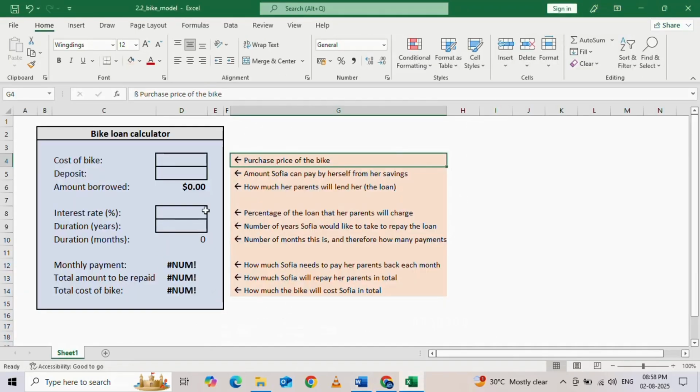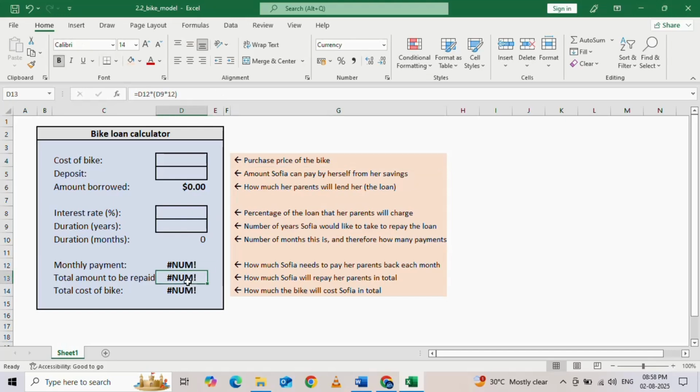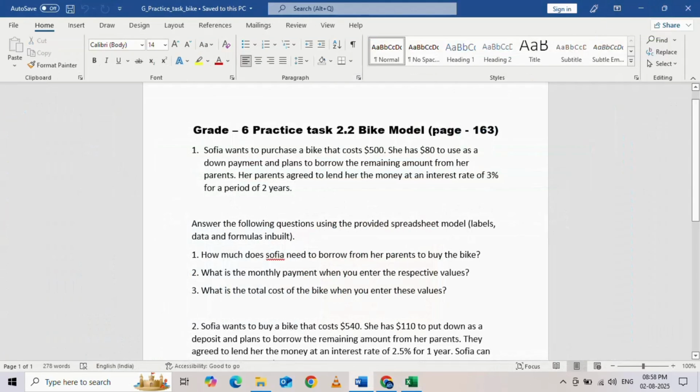First of all, a spreadsheet model means a well formatted table with the necessary data as well as the labels and the formulas. When we select a cell, we can see the formula present in that cell in the formula bar, and all these cells have formulas as well. Okay, let us move to our task and read what they have given.